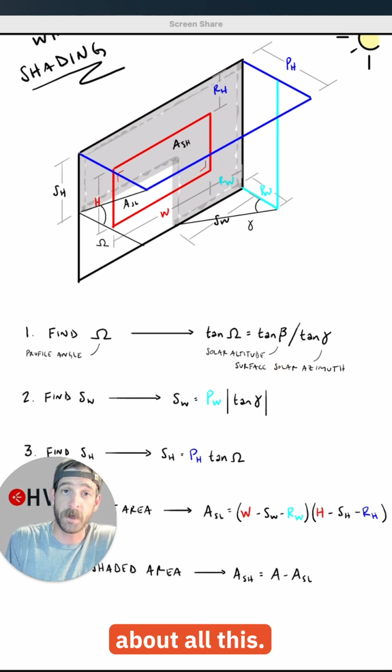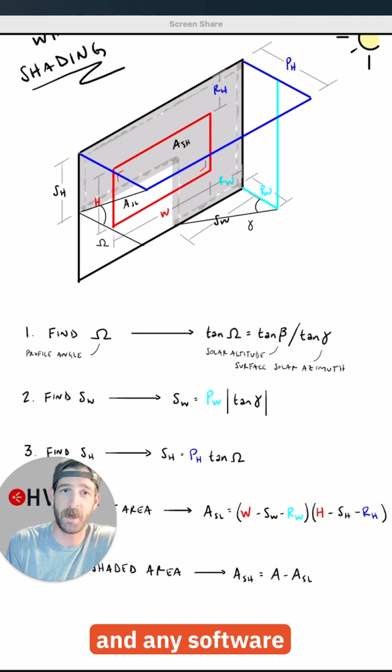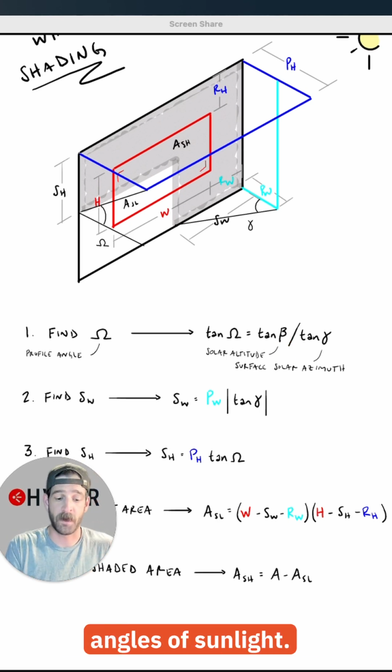Don't worry about all this. It's pretty mind-numbing to get into. Just thank your favorite load calc engineer and any software developers involved in building programs that calculate this for you. Just consider it various angles of sunlight. So what do we do with that?